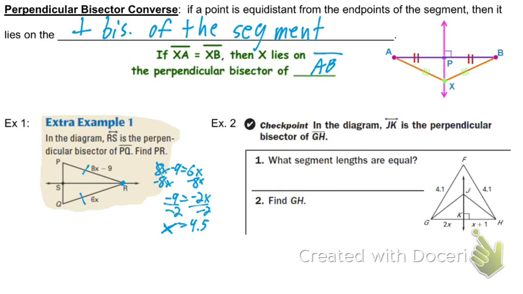What do we do with this 4.5 now? Plug it in to the x. Now it really doesn't matter which one we plug it into as long as we did it correctly, right? So which one do you want to do it in?